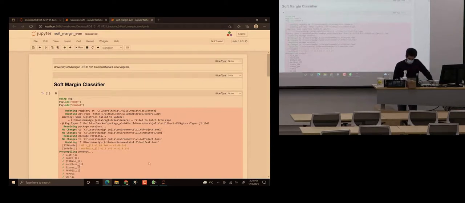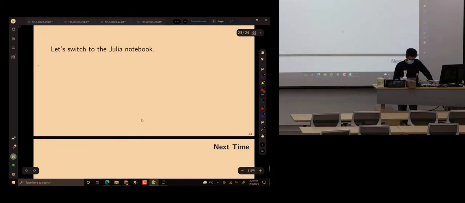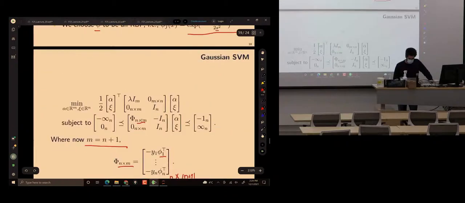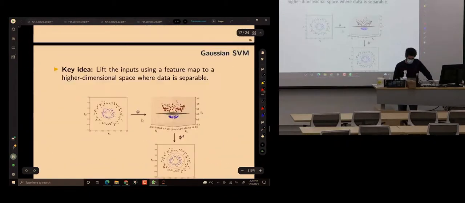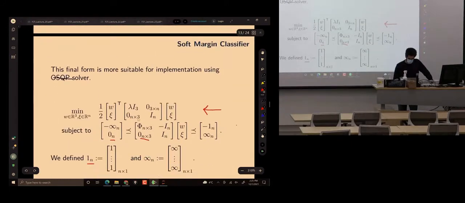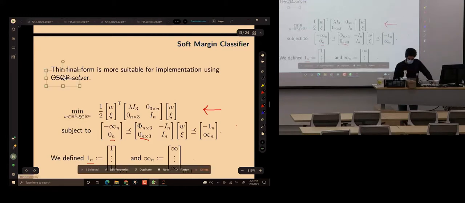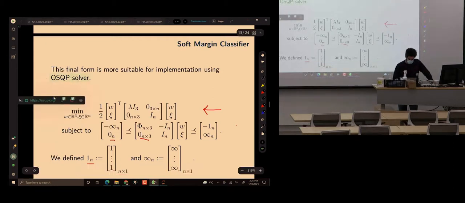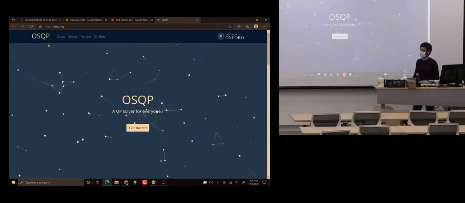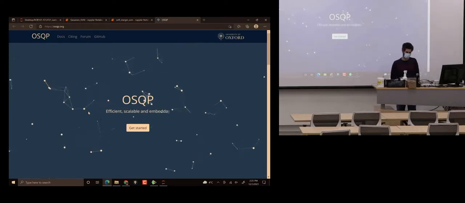Let's go to the soft margin. Oh, we wanted to talk about, Luke asked about the OSQP solver. You can go to the website.